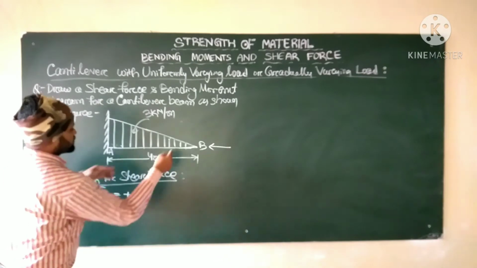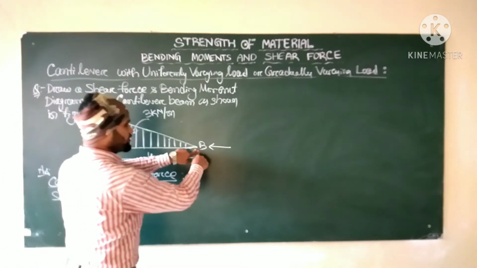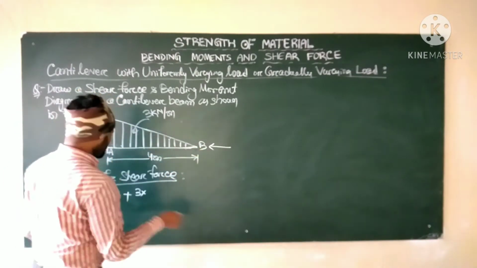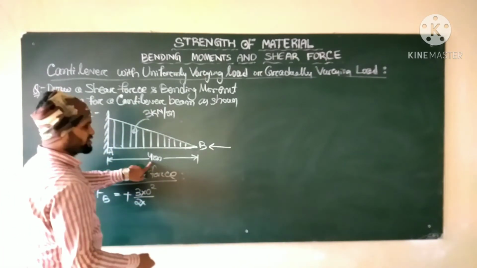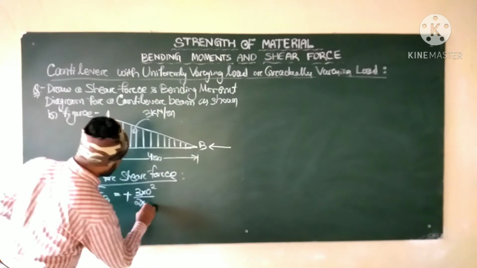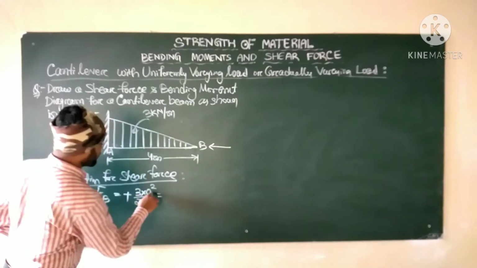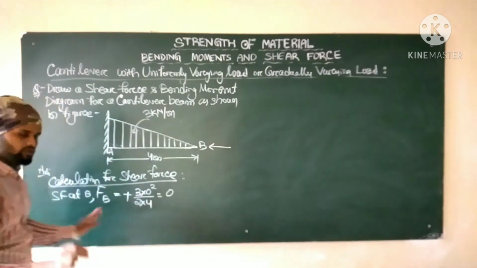X square. The starting point we are calculating at B. The starting point, the distance is how much? 0. So 3 into 0 square by 2 into the length of the beam 2L, that is 2 into 4. 3 into multiplication by 0 means all values are 0.